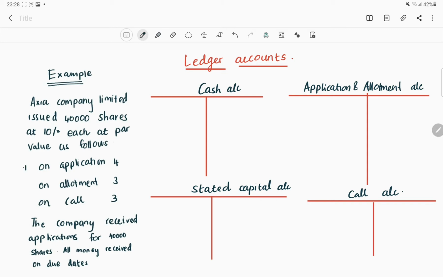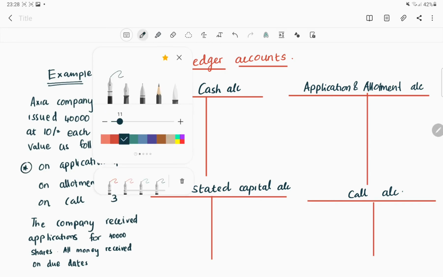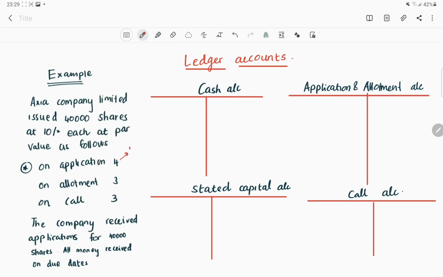So when it comes to application, it consists of 2 entries, which are the receipt of money and the transfer. The double entry relating to the receipt of money is that the cash book would be debited and the application account would be credited. So I'm going to debit the cash book by 160,000 and credit the application and allotment account by 160,000.